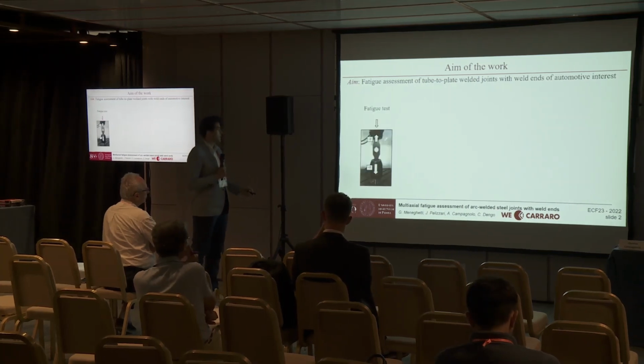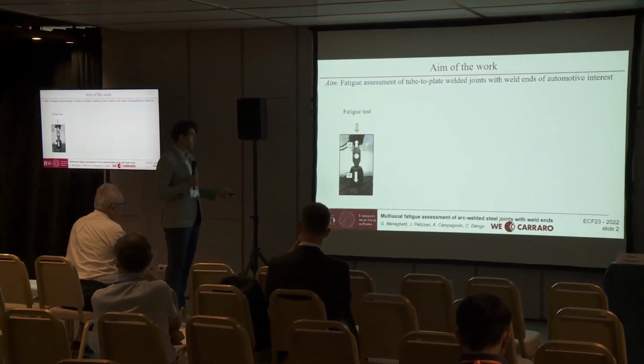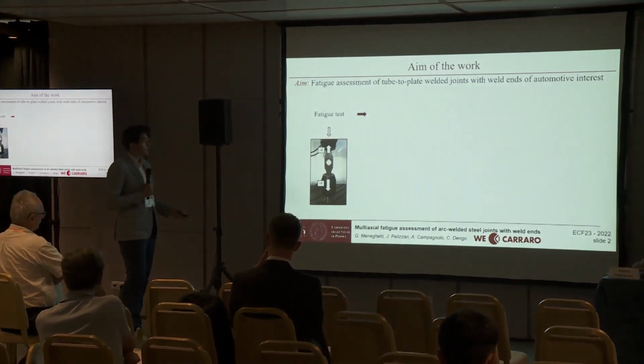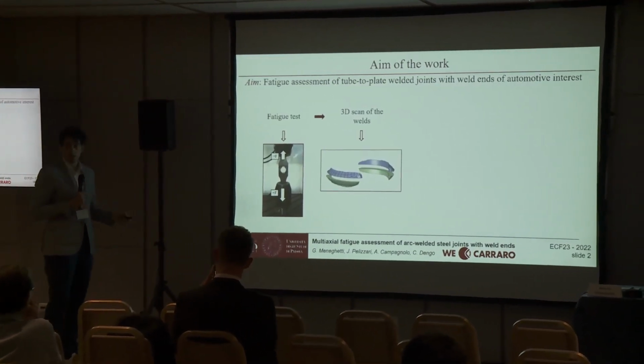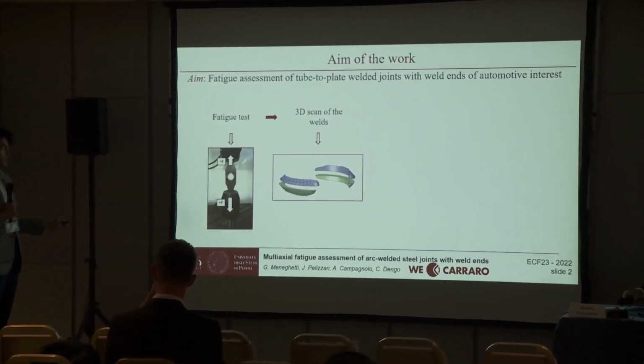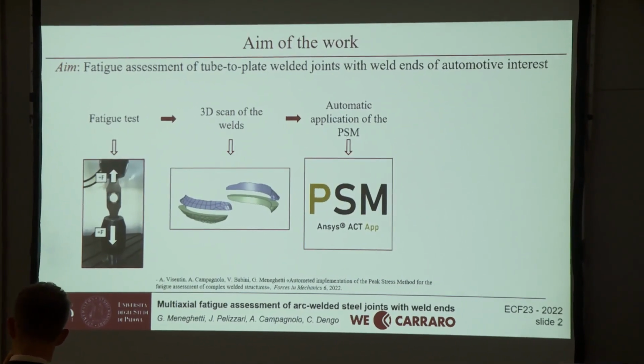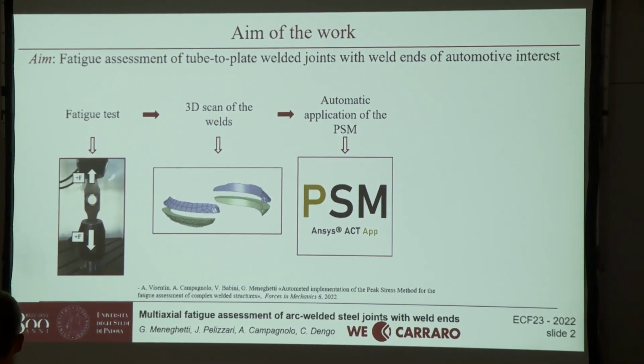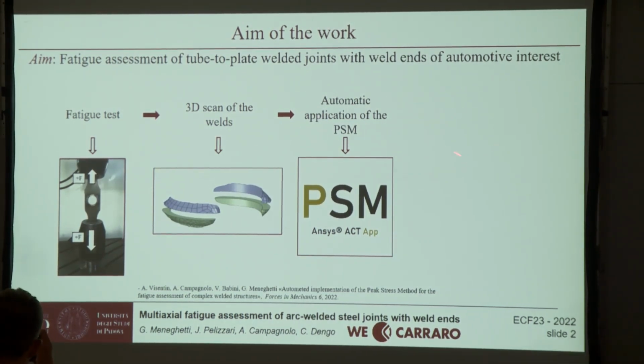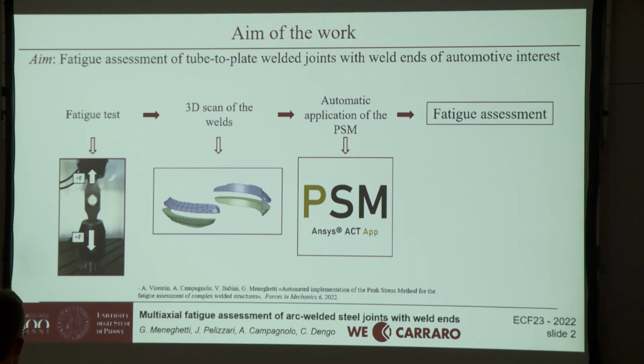The welded joints have been fatigue tested by means of a uniaxial fatigue testing machine. Then the real geometry of the welds has been acquired by a 3D scanning technique. Then it has been introduced in an FE model to apply the peak stress method, taking advantage of an automatic application developed at the University of Padua that we will cover in much more detail in the next section by Alberto Visentin. And finally, by applying the peak stress method, we can fatigue assess the welded components.